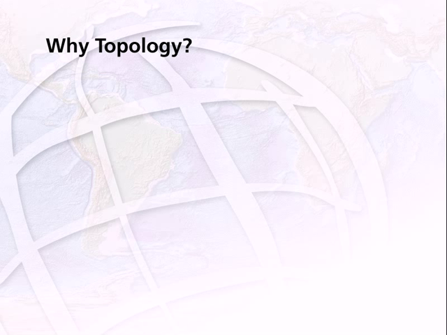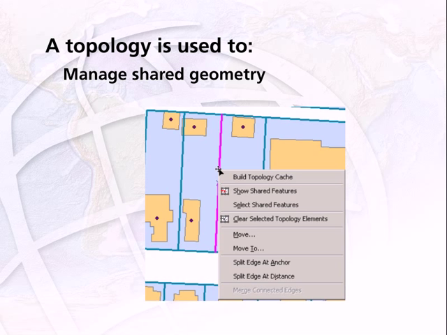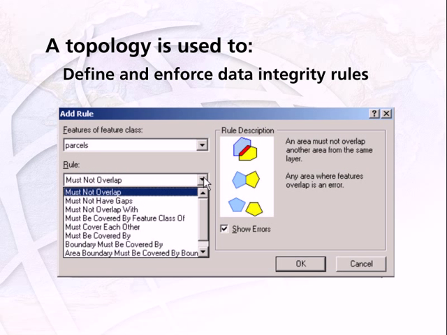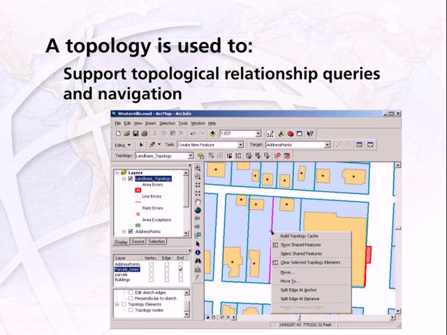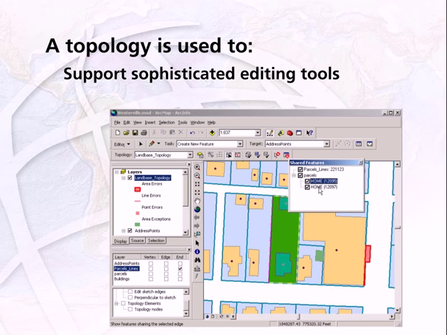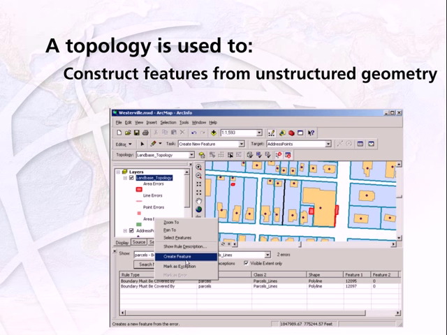Within the geodatabase, topologies manage and ensure the integrity of features between feature classes. A topology is used to manage shared geometry, define and enforce data integrity rules, support topological relationship queries and navigation, support sophisticated editing tools that enforce the topological constraints of the data model, and construct features from unstructured geometry.